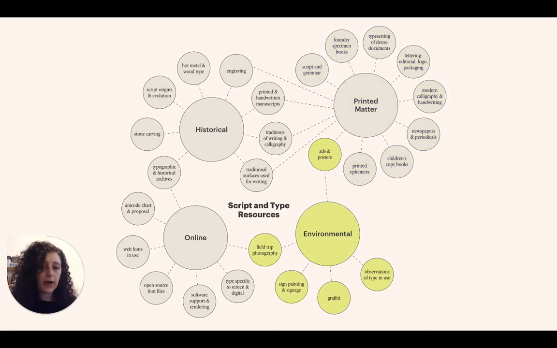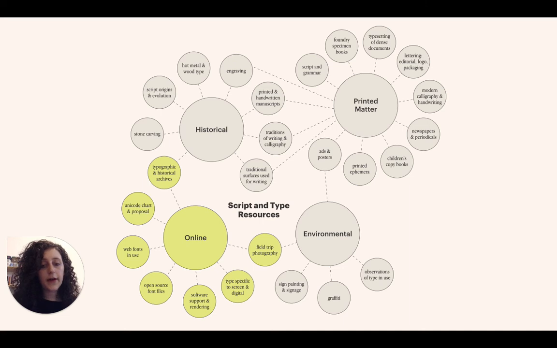Next is environmental resources, which is any typographic artifact that exists within the built environment. Things like vernacular typography, signage, or graffiti. Third is online resources, which is any digital reference. So Unicode charts and proposals can be very valuable to study, particularly for minority scripts where information is sparse.